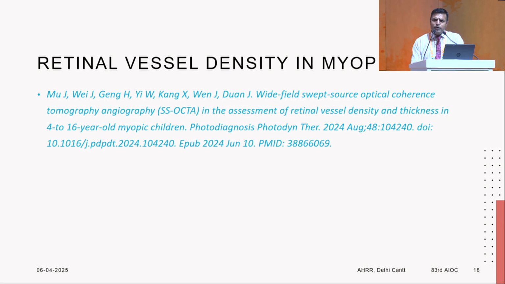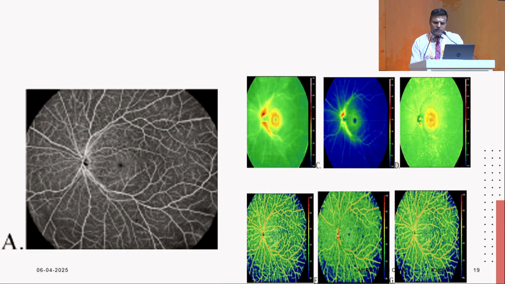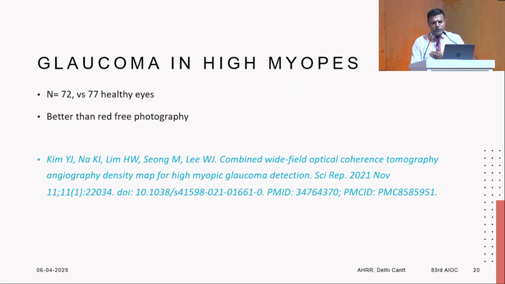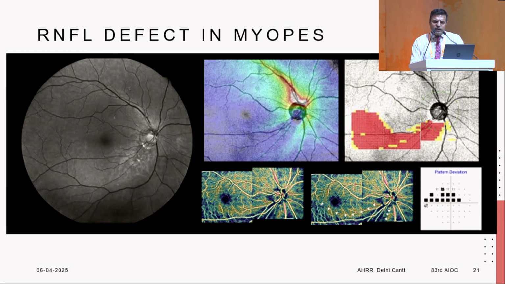Now, talking about the research which has occurred in newer areas like myopes. So, as early as 2022, people started documenting retinal vessel density in myopes. You will think, what is the usage of such a technology? Now, we have started documenting that in high myopes, to document glaucoma, you can use an OCTA. So, an RNFL defect in a myope can be better picked up on the OCTA image compared to the red-free image, as was shown in this study.